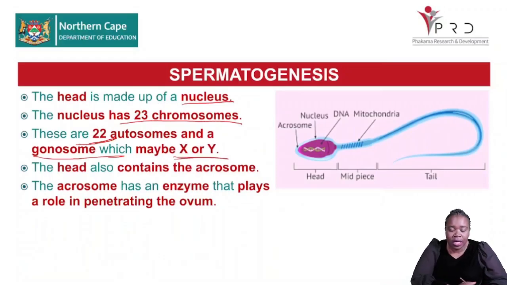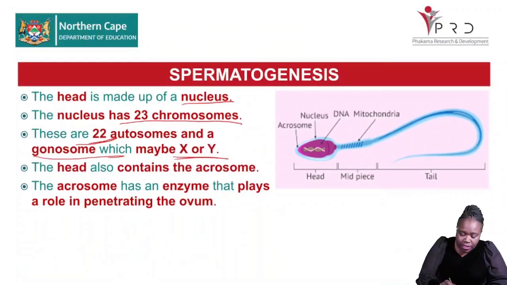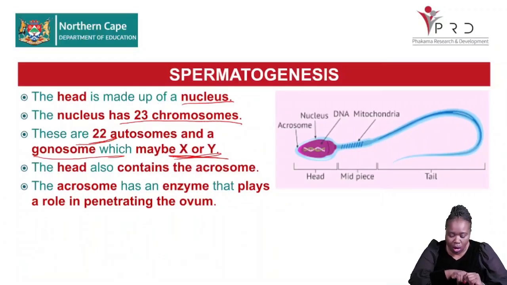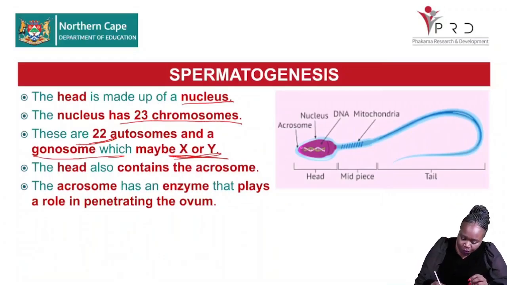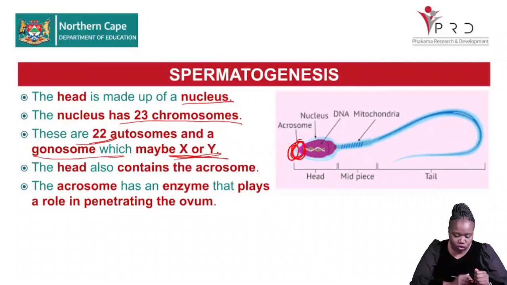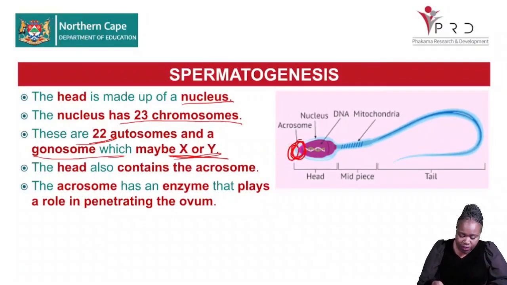We have done this when we were doing genetics and inheritance. We know that males have either an X or a Y chromosome. And then the head also contains the acrosome, which is found right in front of the head. So it is the first thing that you find in front of the head.